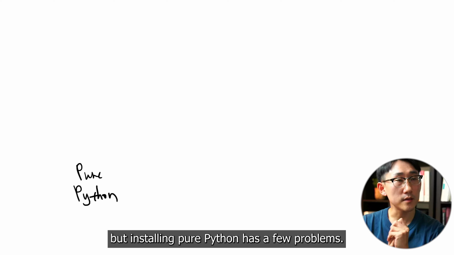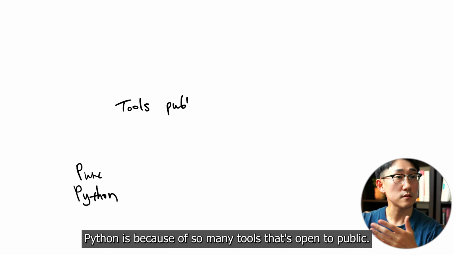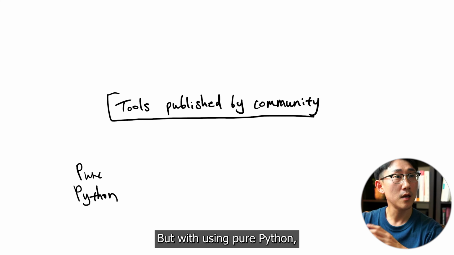So the first step is installation. I think some of you watched the Python video already, and you've installed pure Python. That's very good. But installing pure Python has a few problems. When you install Python on your laptop, you are trying to learn pure Python. But as I mentioned, one of the reasons that we are using Python is there are so many tools that are open to the public. But with pure Python, it is difficult to install what other people shared. There's a different set of tools in the Python world that helps you install other people's tools, and when you install just pure Python, it is not installed there.